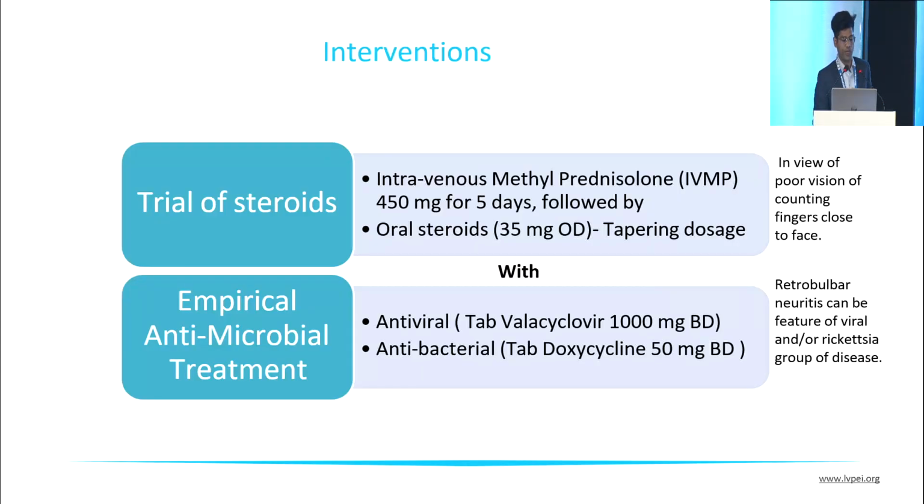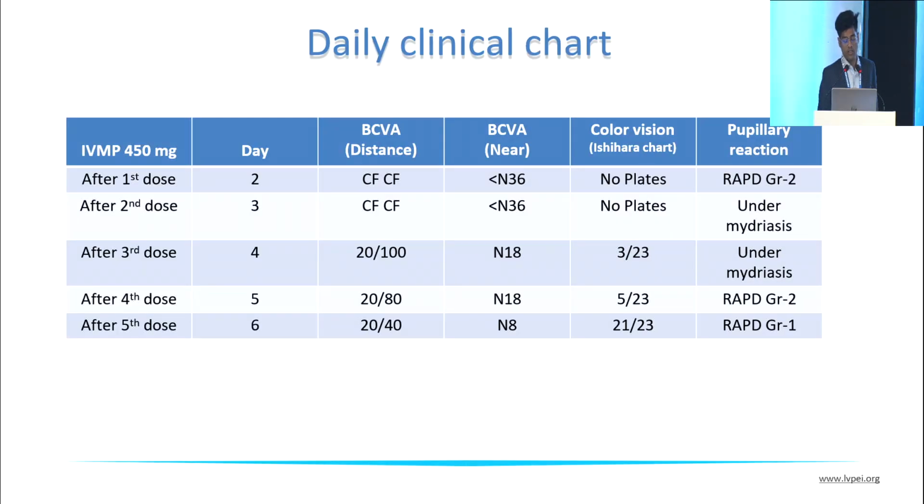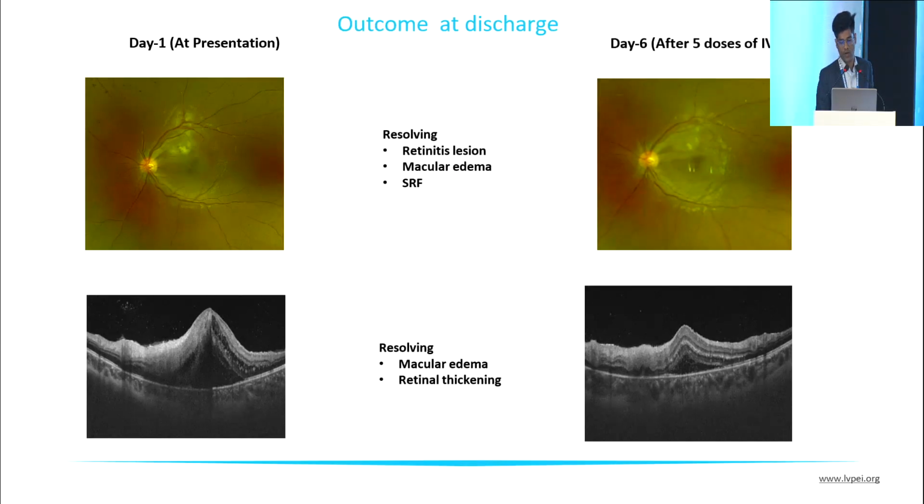The treatment was started with a trial of steroid, beginning with intravenous methylprednisolone 450 milligram for 5 days followed by tapering oral steroid starting from 35 milligram, under the cover of empirical antimicrobial treatment of antivirals and antibacterials. This is a daily clinical chart, and as can be seen, after the fifth dose of IV methylprednisolone, the vision improved to 20/40 with color vision being 21 out of 23 on the Ishihara chart.